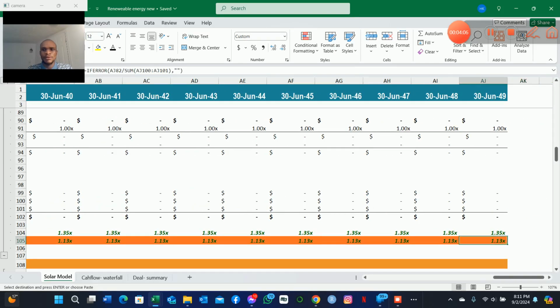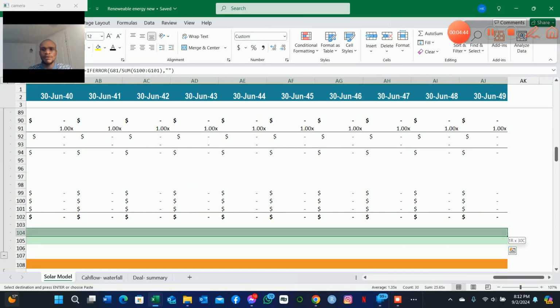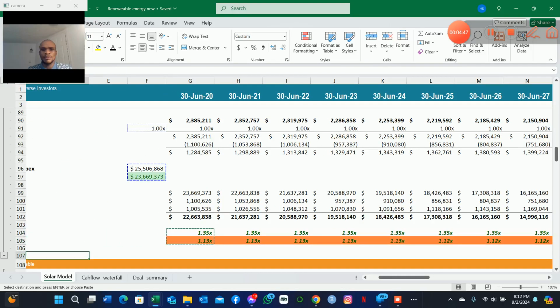As you can see, over the period of time, we are within the range of our debt service amount. So this particular project is able to cover, even in the worst case for its P99, at least 1.13 times the total debt service amount. And for the P50, it's able to meet up still exactly with the covenant of 1.3 times over the years. So that's exactly what we are doing here.